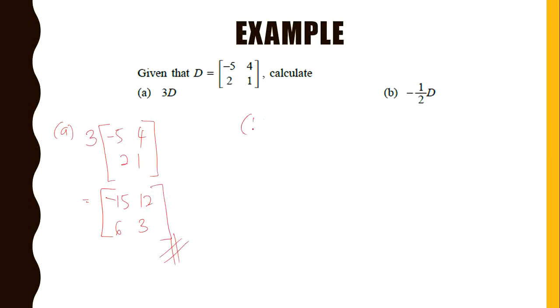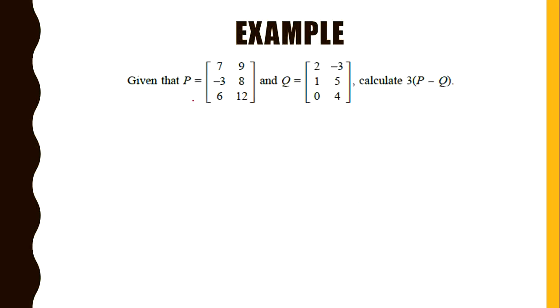Okay, for B, we have negative 1 over 2D. So, negative 1 over 2 times matrix D. Okay, so we have negative 1 over 2 times negative 5. We get 5 over 2. Negative 1 over 2 times 4 we get negative 2. Negative 1 over 2 times 2 we get negative 1. And negative 1 over 2 times 1 we get negative 1 over 2.